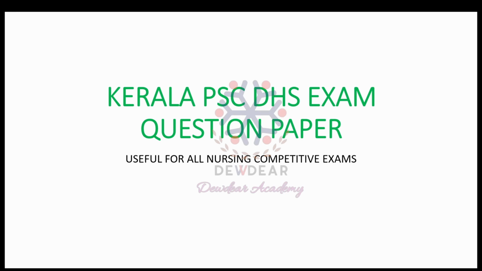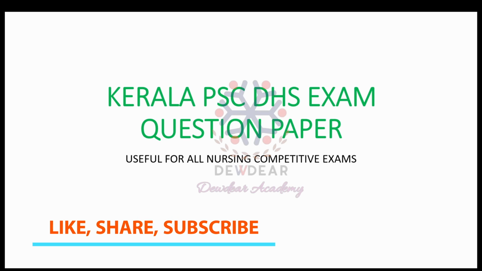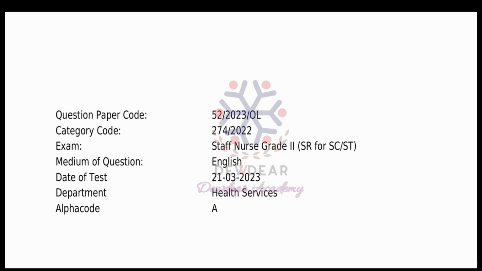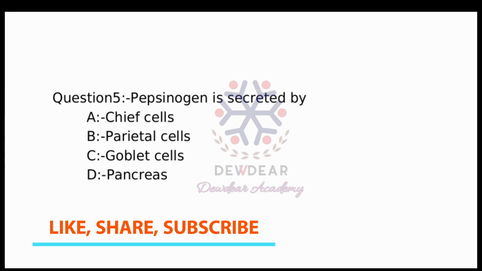So here I am discussing the Kerala PSC DHS exam question paper. The question paper code and the category code are given here. The date of test is 21/3/2023 and the department is Health Services. So the question is, pepsinogen is secreted by.